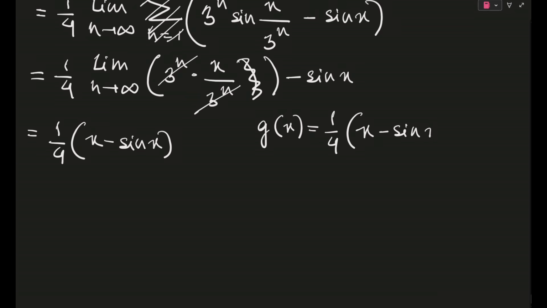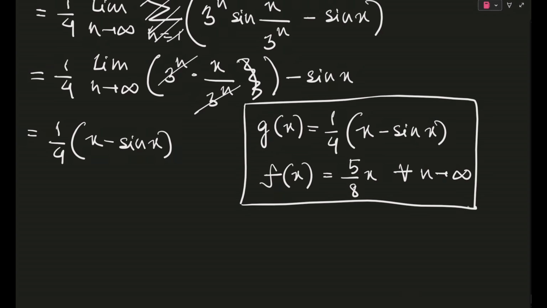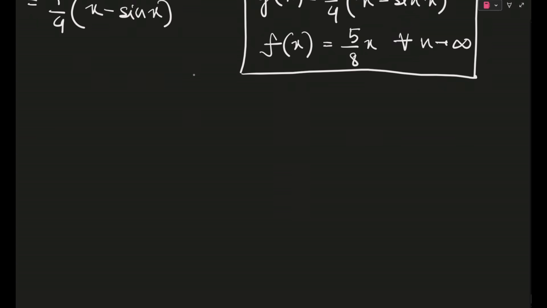So your g of x has come out to be 1 by 4 x minus sine x. And for your reference, I will also write down f of x once. It has come out to be equal to 5 by 8 x for n tends to infinity. Okay, this is almost our sum towards the end because we have found out all the real stuff that is needed. So once this is done, it will not be a very difficult problem to solve. So guys, let's go on into our result.